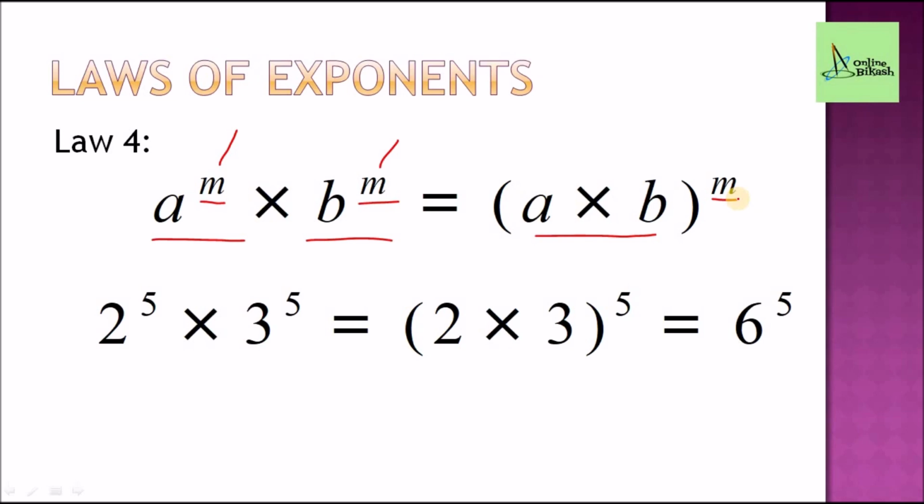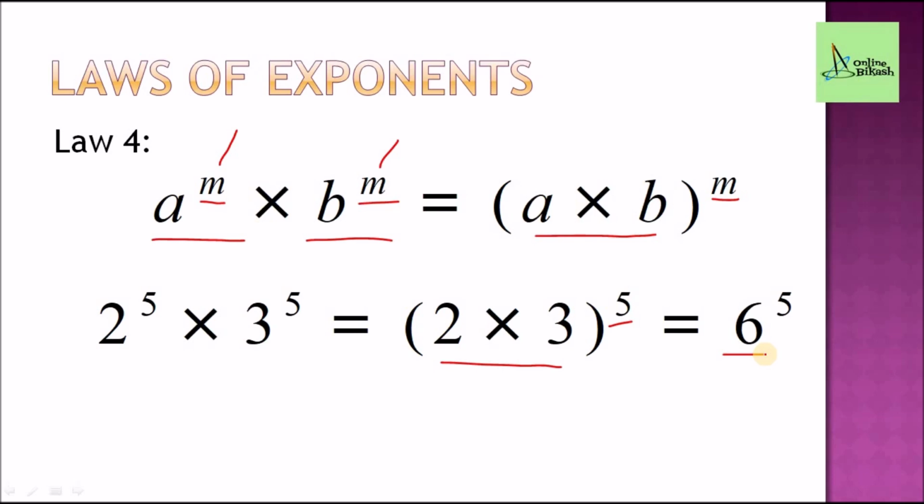Is it clear? So let us see with an example. 2 to the power 5, 3 to the power 5. In this case, the base is 2. In this case, the base is 3. Both are not the same. And the power is 5 here and the power is 5 here. That means the powers are the same. So what we will do? We will multiply the bases, that is 2 into 3, and the power will be 5. Why is it 5? Because of the common power. So in that way, your result will be 6 to the power 5.